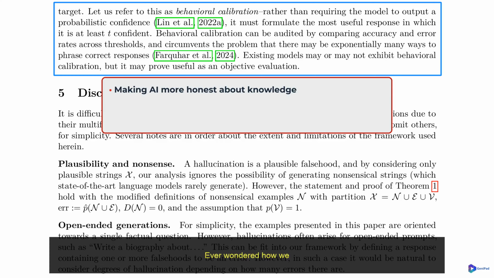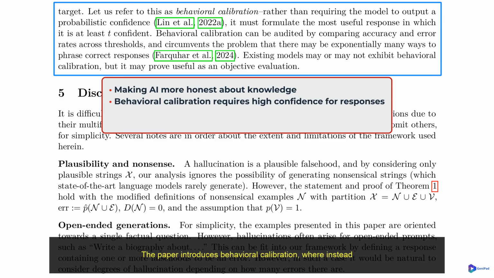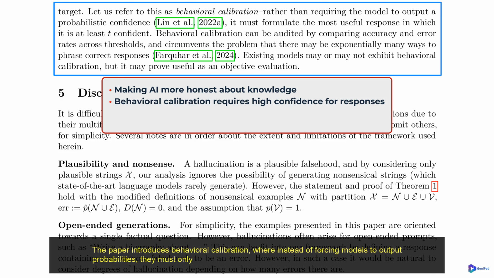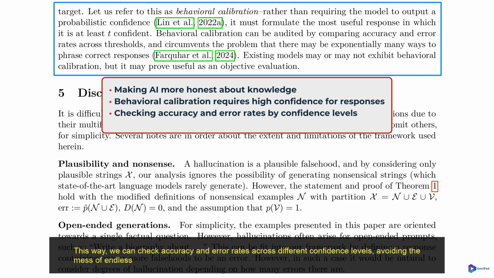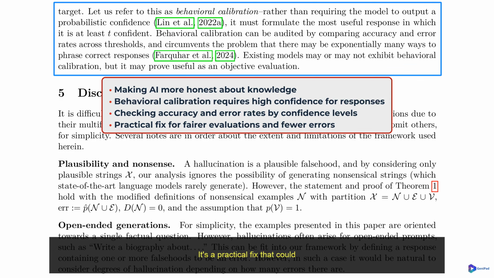Ever wondered how we can make artificial intelligence more honest about what it knows? The paper introduces behavioral calibration, where instead of forcing models to output probabilities, they must only respond when they're super confident, say at least 75% sure. This way, we can check accuracy and error rates across different confidence levels, avoiding the mess of endless ways to phrase correct answers. It's a practical fix that could make evaluations fairer and reduce those annoying fake facts.